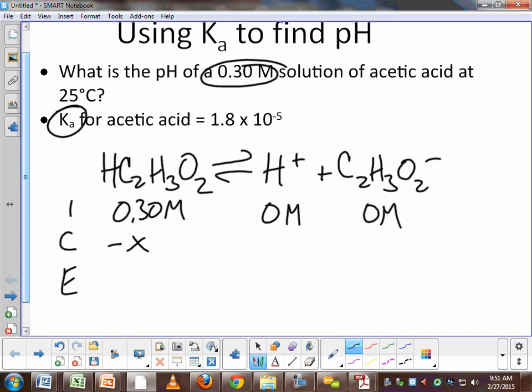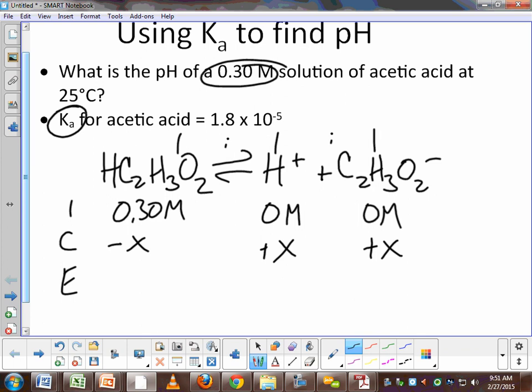And then we're going to use stoichiometry to say that if our acetic acid goes down by x, we have a 1 to 1 to 1 relationship here in our balanced chemical equation. So our H+ has to go up by x, and so does the acetate ion, right? 1 to 1, if we decrease by a certain amount for the acetic acid, we must increase by the same amount for the H+ and the acetate.